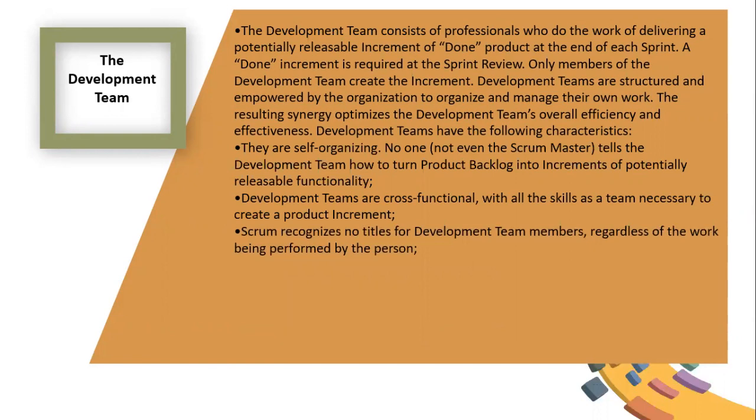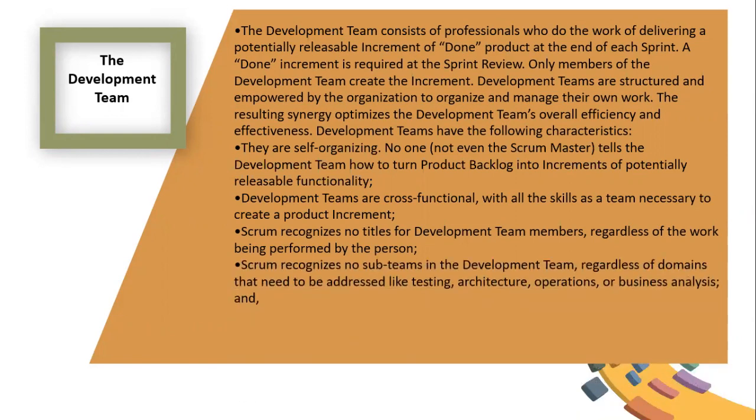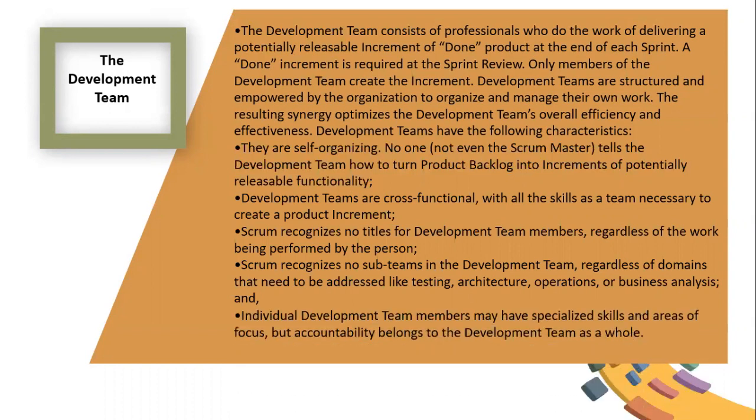Scrum recognizes no titles for development team members, regardless of the work being performed by the person. Scrum recognizes no sub-teams in the development team, regardless of domains that need to be addressed like testing, architecture, operations, or business analysis. Individual development team members may have specialized skills and areas of focus, but accountability belongs to the development team as a whole.